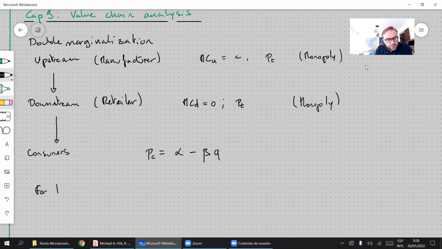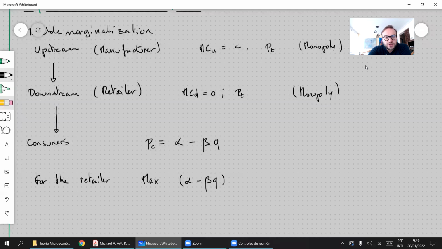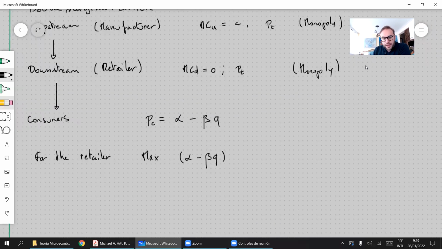So for the retailer, for the downstream firm, what he wants to do is to maximize profits, and profits are a function of price. So price depends on the quantity, on the inverse demand function, because I have monopoly power here, times the quantity of goods that I'm going to sell. And then the cost of purchasing these goods is the price PT, the price that I'm going to pay to the manufacturer, times the number of units that I'm going to purchase, right?